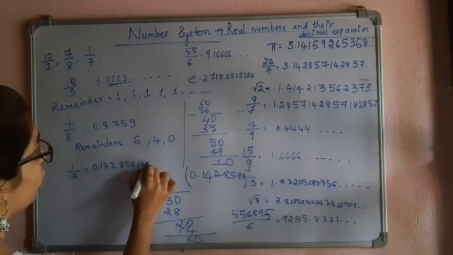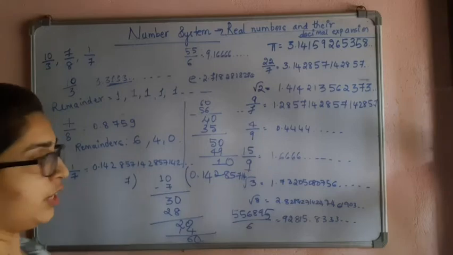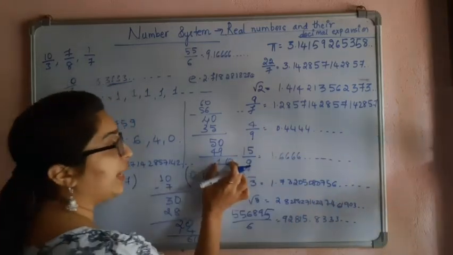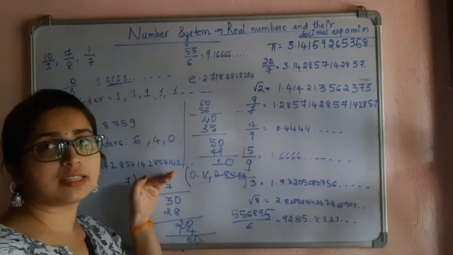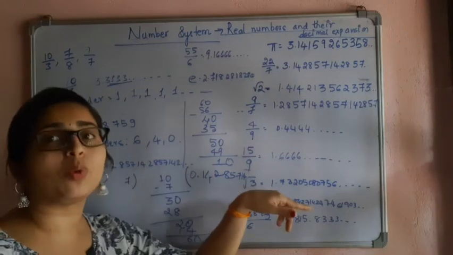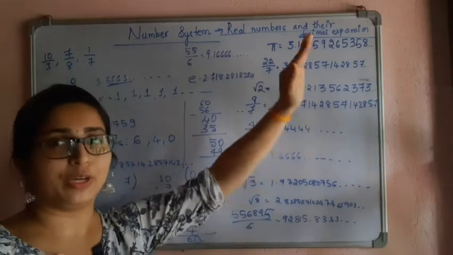So I can write 0.142857, 142857, 142, and it continues. This process continues. Why? Because we have got 10. So now it is starting from the first step. Again this repeats, and once again we are going to get 1 as the remainder. Again the process continues.